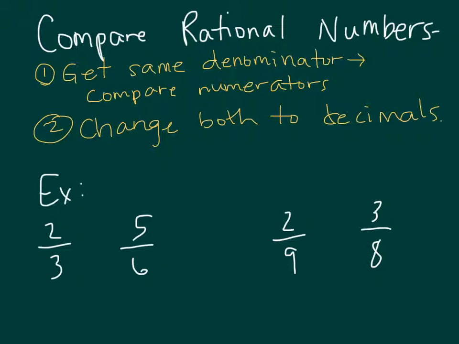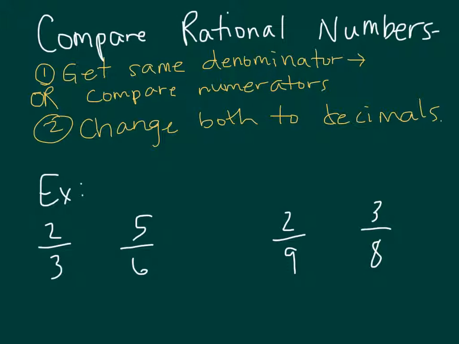So if we have two fractions, two decimals, a fraction and a decimal, how do we compare them? We have two different options, so this isn't step 1, step 2. This is either or. So method 1 is if we have two fractions, get the same denominator, if it's an easy one to switch, and then compare the numerators, and whichever one's bigger is bigger. Or use method 2 and change both of them to decimals. So you can use either one of these methods.